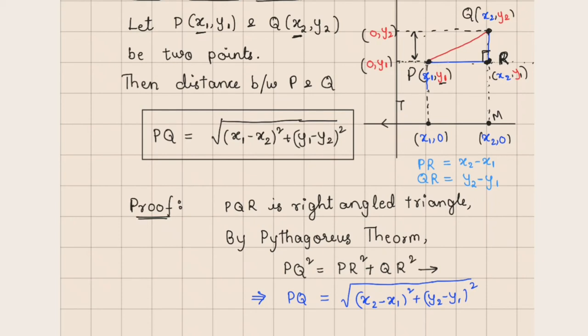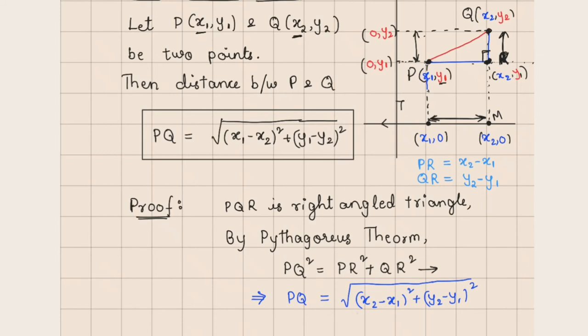So to know PR, we know the two coordinates of PR. It's parallel to x-axis. So distance of PR is same as distance of these 2 points, x1 comma 0 and x2 comma 0. So the distance between these 2 points is x2 minus x1. Similarly, distance of QR will be same as distance between these 2 points, 0 comma y2 and 0 comma y1. So the distance is y2 minus y1.